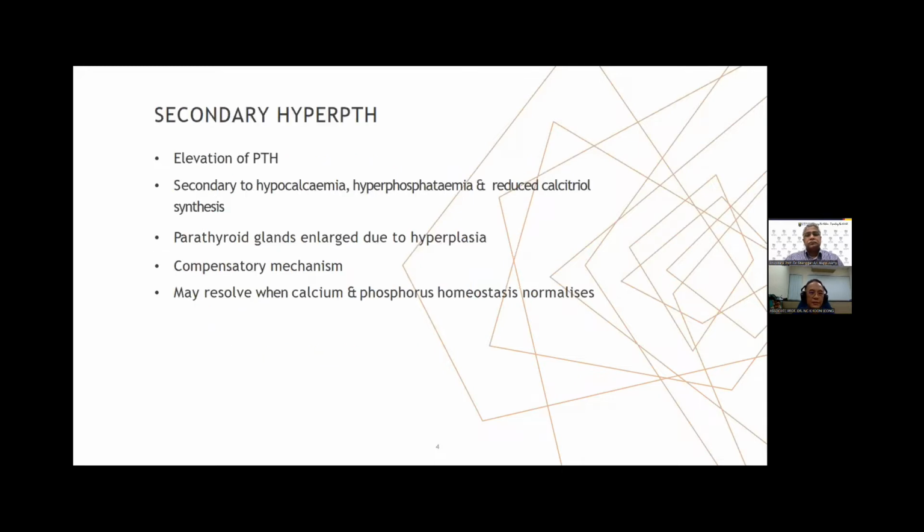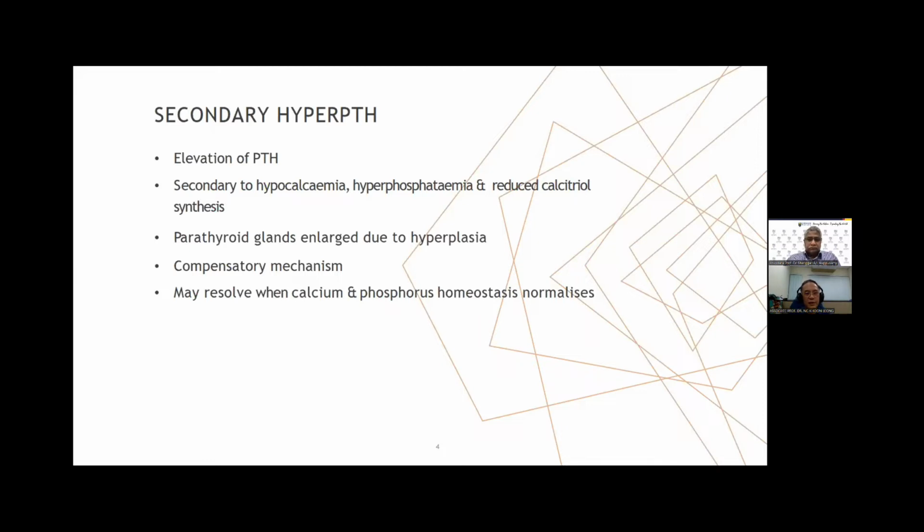So what do we mean by secondary hyperparathyroidism? Essentially it means there's an elevation of PTH, the parathyroid hormone, and it's usually secondary to hypocalcemia, hyperphosphatemia, and reduced calcitriol synthesis. The first driving effect is actually hyperphosphatemia, the inability of the kidneys to excrete phosphate. That is the initiator of all these metabolic derangements.